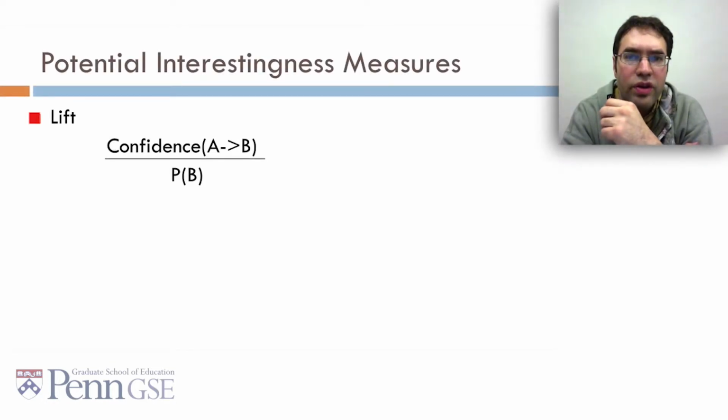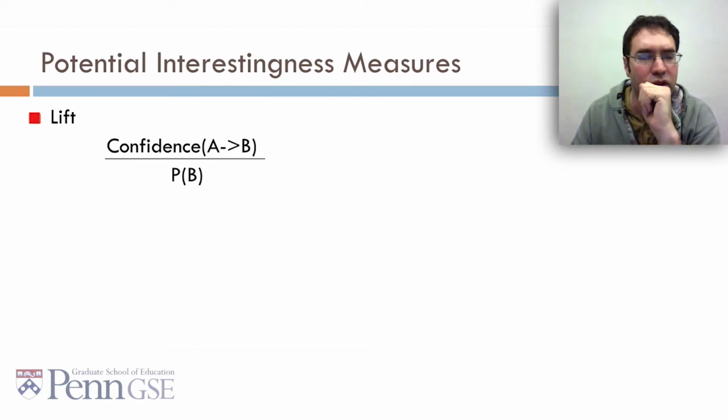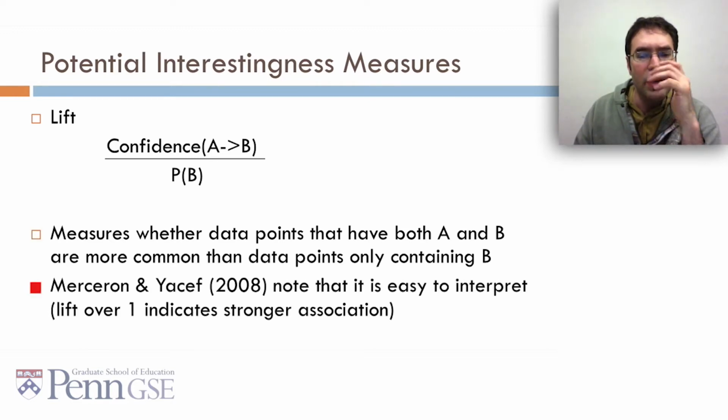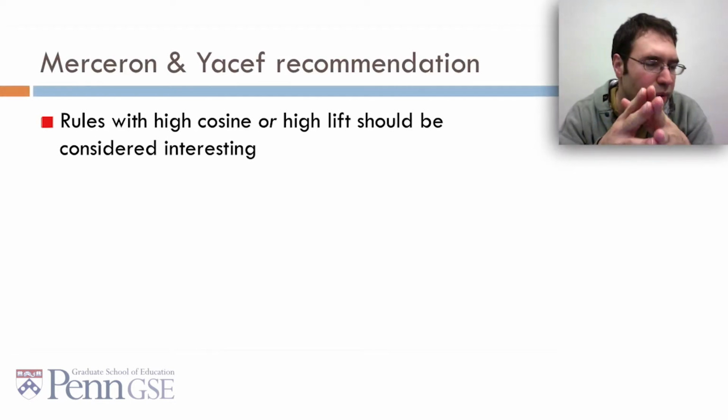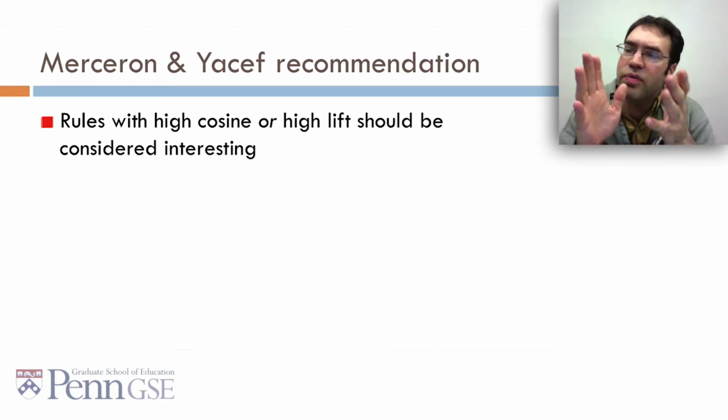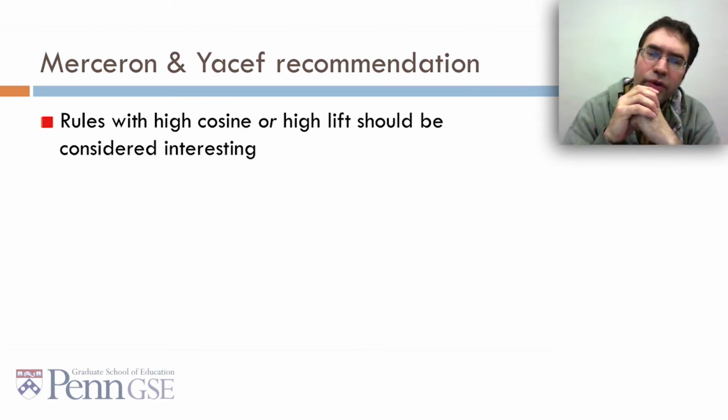Another interestingness measure that Merceron and Yosef recommend is lift. That's the confidence divided by the probability of the then statement. This measures whether data points that have both A and B are more common than data points only containing B. And they note again that it's easy to interpret. So their recommendation is that rules with high cosine or high lift should be considered interesting. And I've actually in my group had some results that seem to indicate that that's a pretty good rule of thumb. Works pretty well.